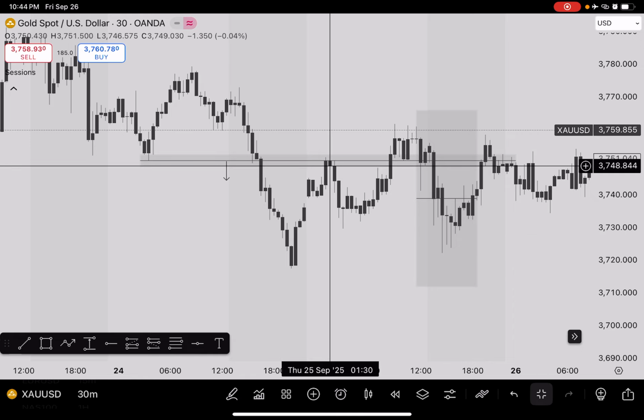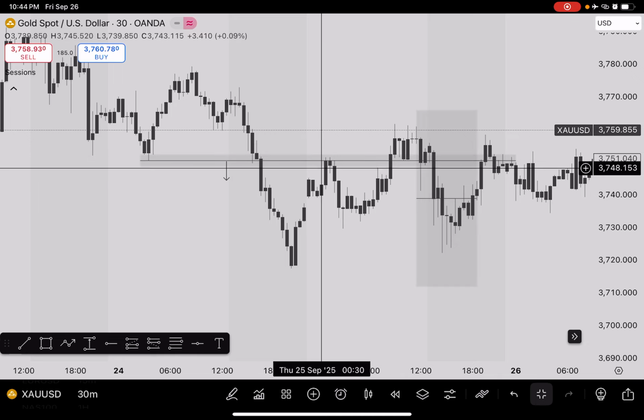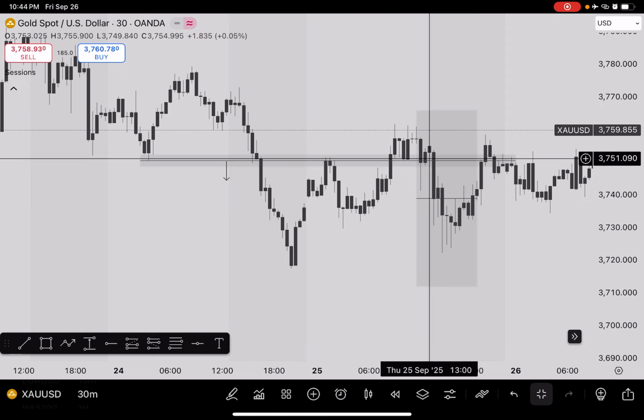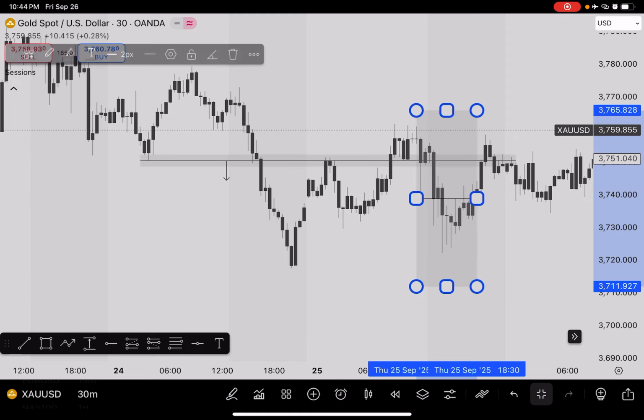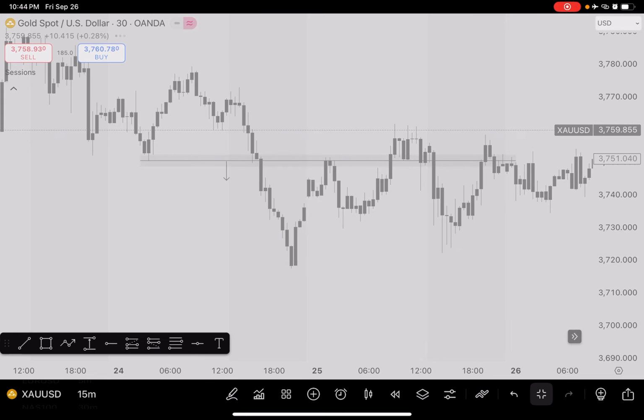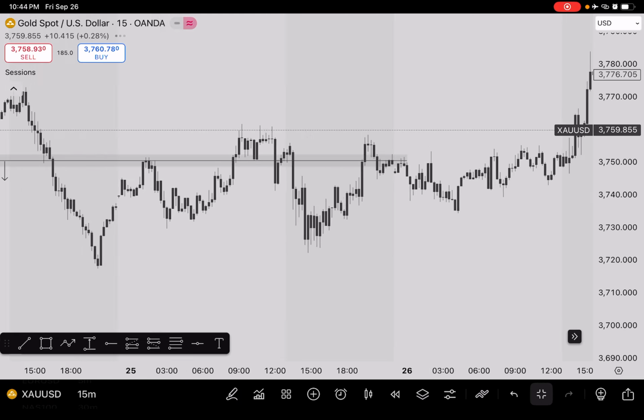If you had sold right around this level, out of session, you would have been destroyed completely, because this was after session, right? But if you had waited patiently for session, you would have caught this beautiful move right here. So what I noticed was, let's go to lower time frame, right? The 15-minute time frame.